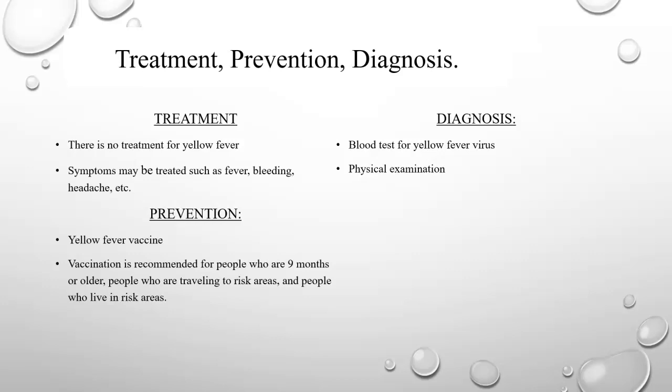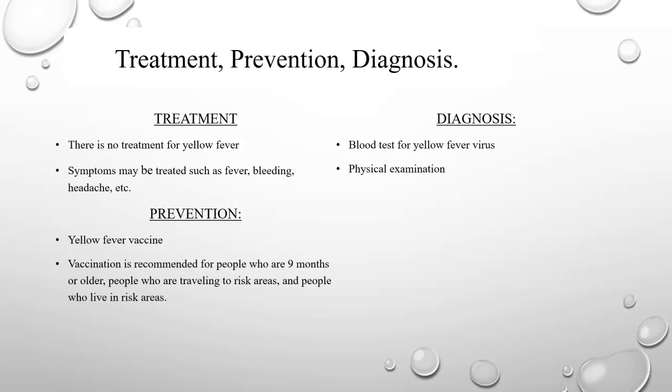For prevention, there is a vaccine available for yellow fever. This vaccine is recommended for children who are 9 months or older, people who are traveling to risk areas, and people who live in risk areas. I remember my country is one of the high risk areas. When I was leaving to come to school, the first requirement at the airport was that you need to present your yellow fever vaccination card before you even start the boarding process.